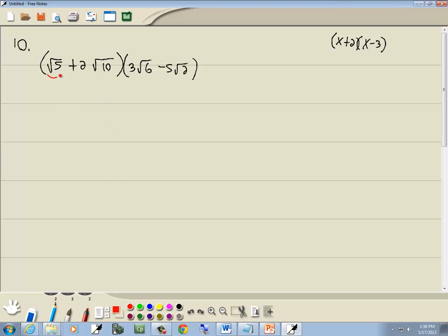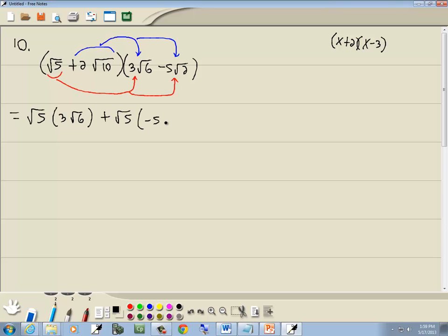So I'm going to take my first radical here, the square root of 5, and I'll multiply it times the 3 square root of 6 and times the negative 5 square root of 2. I'll take my second radical, the 2 square root of 10, and multiply it times 3 square root of 6 and times negative 5 square root of 2. So we've got square root of 5 times 3 square root of 6. And we've got square root of 5 times negative 5 square root of 2. We've got 2 square root of 10 times 3 square root of 6. And we've got 2 square root of 10 times negative 5 square root of 2.